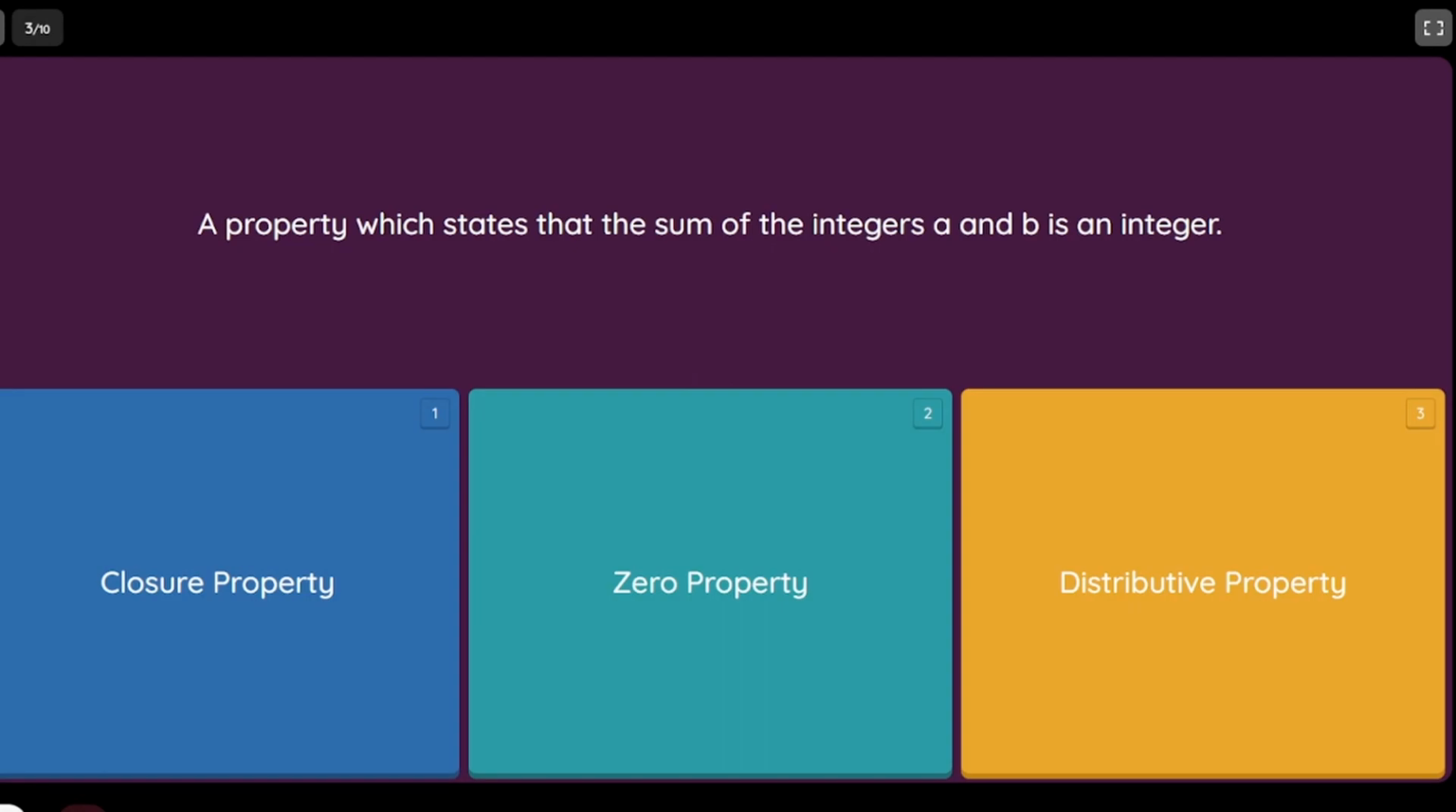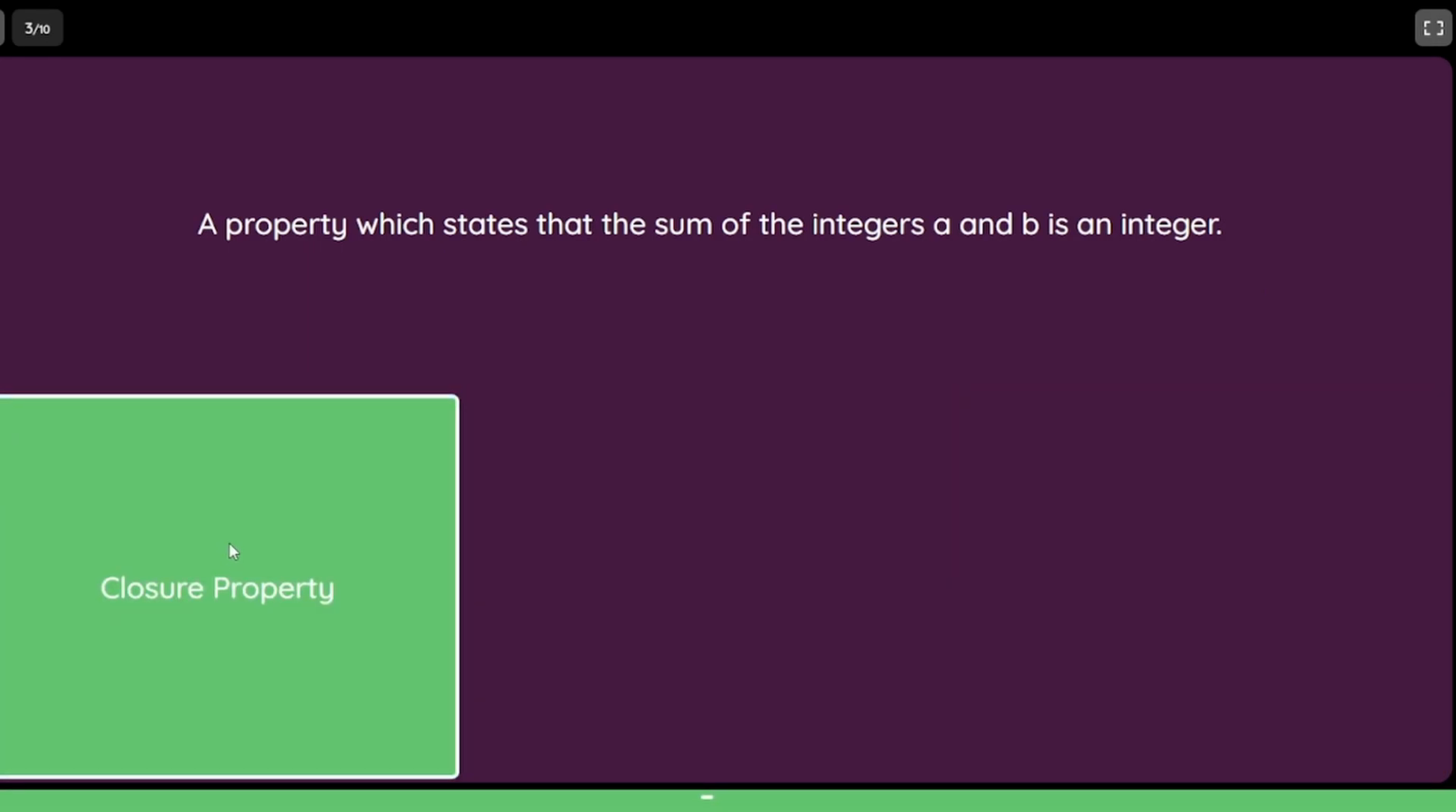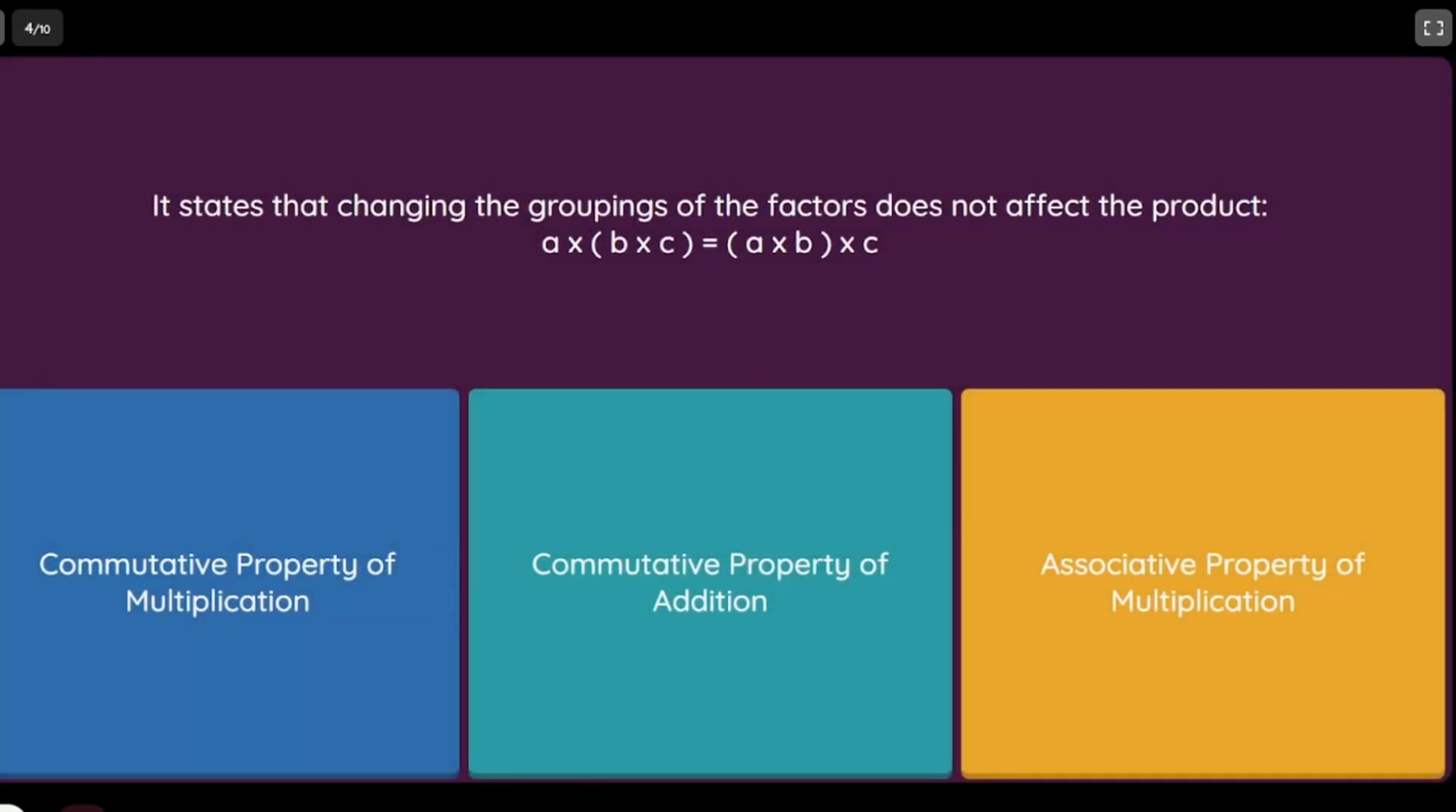Question number 3. A property which states the sum of integers a and b is an integer. So we know this is for addition. So the property that asks when you add two integers together would give you an integer is closure property. There you go.